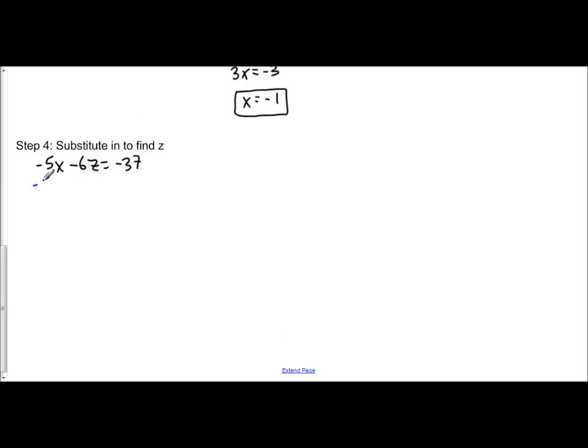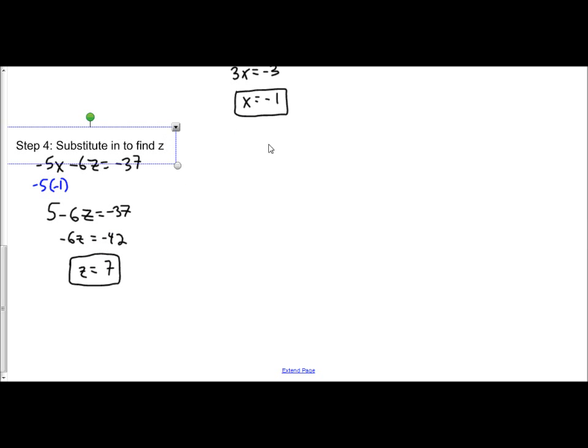I have negative 5x, so I have negative 5 times negative 1. That's going to give me a positive 5. So I have 5 minus 6z equals negative 37. Subtract 5 from both sides, negative 6z equals negative 42. And then divide by negative 6. Z is a positive 7. Now think about what we just have now. We have the x, we have the z. This is a system of equations with 3 variables. We now know 2 out of the 3 variables.